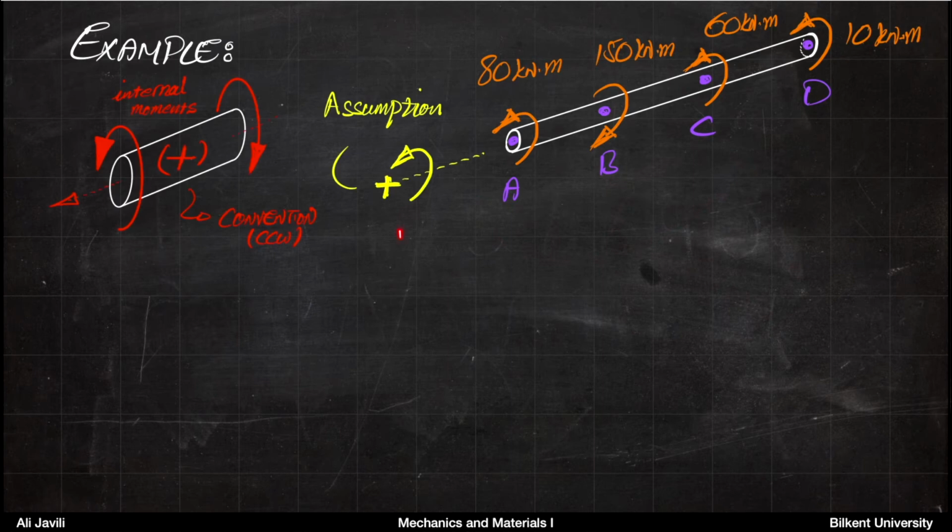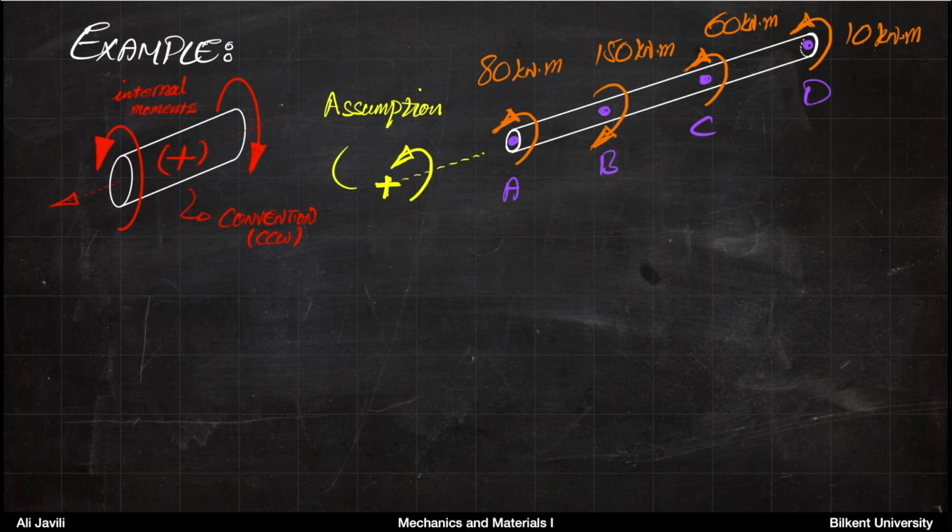As I mentioned, if you assume this is the plus direction or plus convention for external loads, now you need to extend that for internal torques. For internal torques, we assume that this combination is our plus convention. Okay?